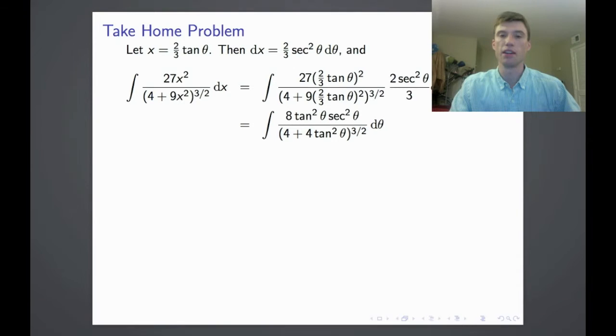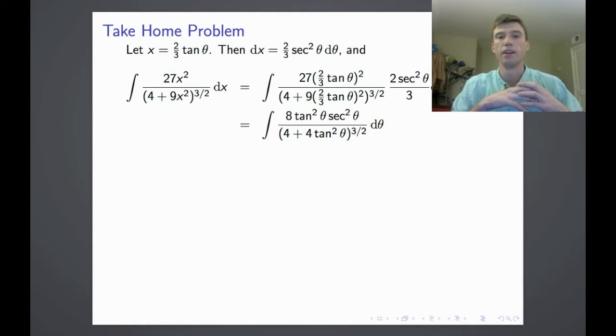We simplify the numerator and denominator. The numerator becomes 8 tangent squared theta secant squared theta. This is because we square the 2/3 tangent theta, so we get tangent theta squared and 2/3 squared. We have the 2/3 from the secant squared, so the 2/3 squared times the 2/3 outside is going to simplify to 8 over 27. Multiplied by 27 is simply 8.